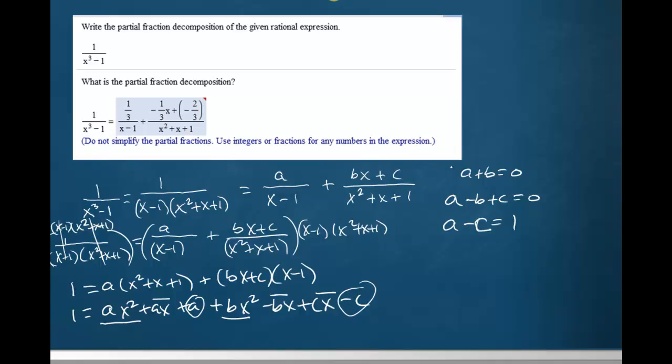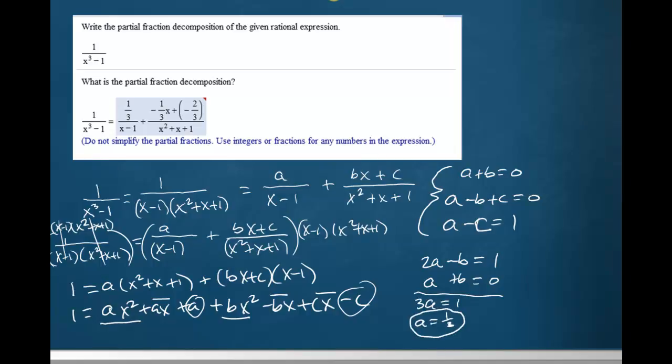Now we have a system of equations that we need to solve. If we add these two, equation 2 and equation 3 together, we're going to get 2a minus b. The c's cancel, and we have equals 1. So we'll put that together with our first equation, a plus b equal to 0, add those together, and we'll wind up with 3a equals 1, which then would give us a is 1/3.